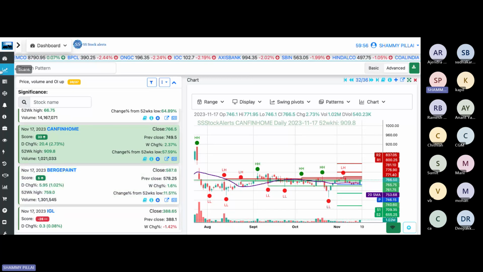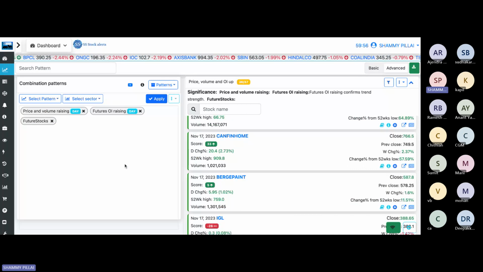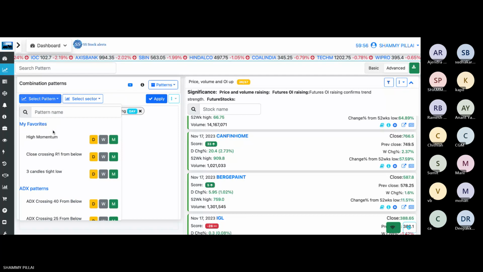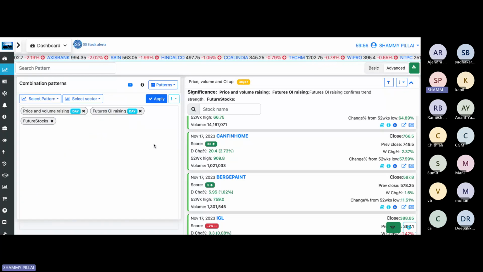So this scan will give you all the strongest stocks consolidating at top. So price volume rising, select the patterns, futures OI rising, futures stocks. You can select the patterns from here. Just click the patterns and you are done. Okay.